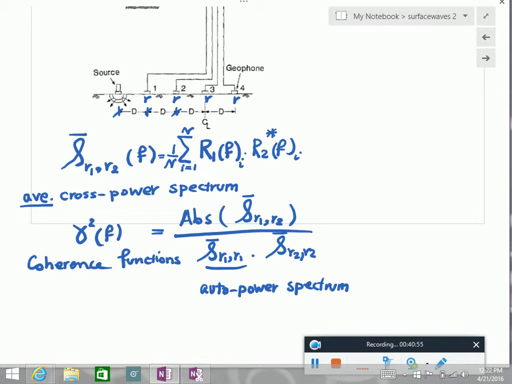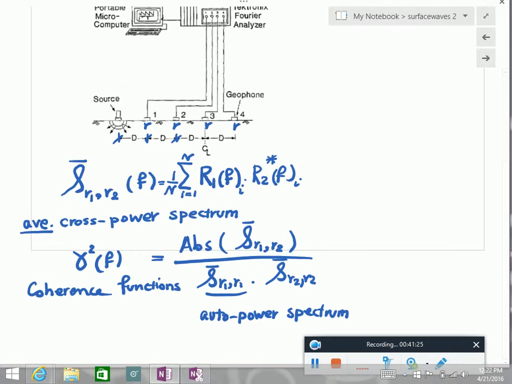What is the auto-power spectrum? The auto-power spectrum is when you calculate this, but for the same receiver. So R1 and R2 are the same receiver. It's kind of an absolute value of the same receiver. Okay.